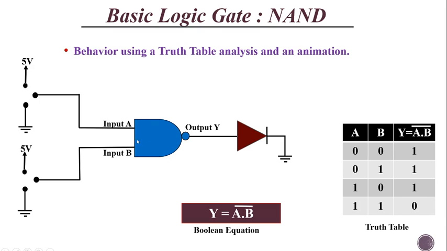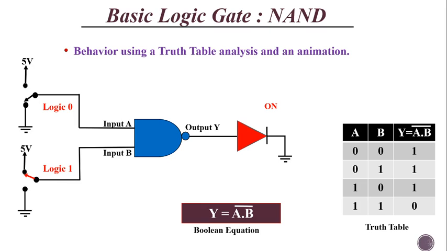So here, the NAND gate I have connected, one LED at the output to see the output. So let's check the output with the different combinations of input. First we are connecting both inputs to 0, 0, and here the output is 1, so the LED becomes on.